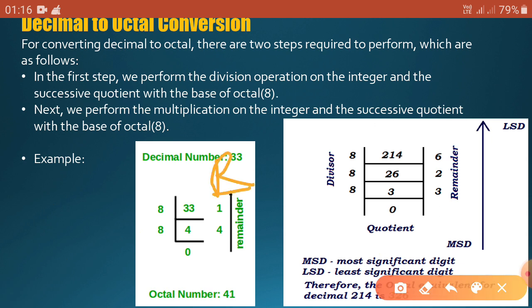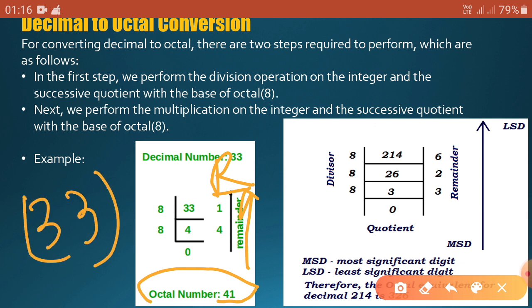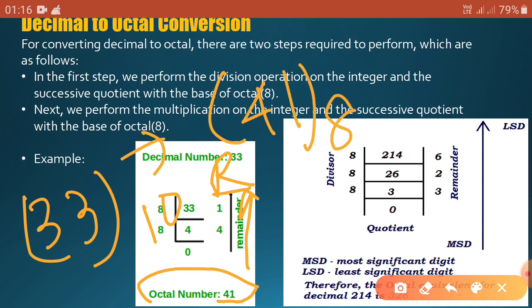So what is the octal number of the decimal number 33? We have to take from bottom to top. So it gives us the octal number 41. We can write 33 base 10 gives us 41 in the octal number system. Clear?